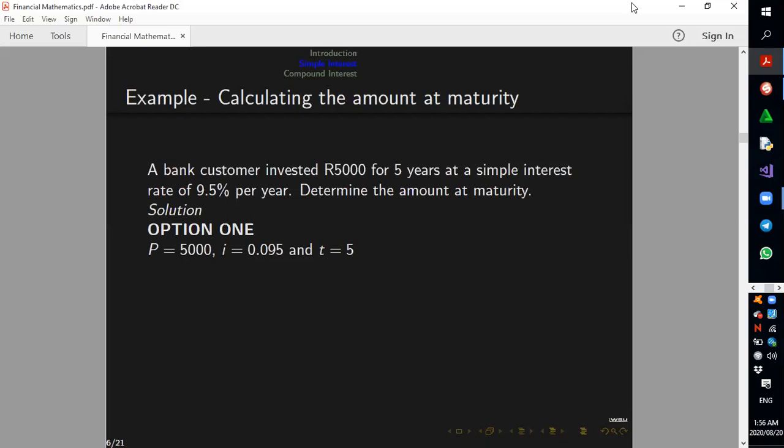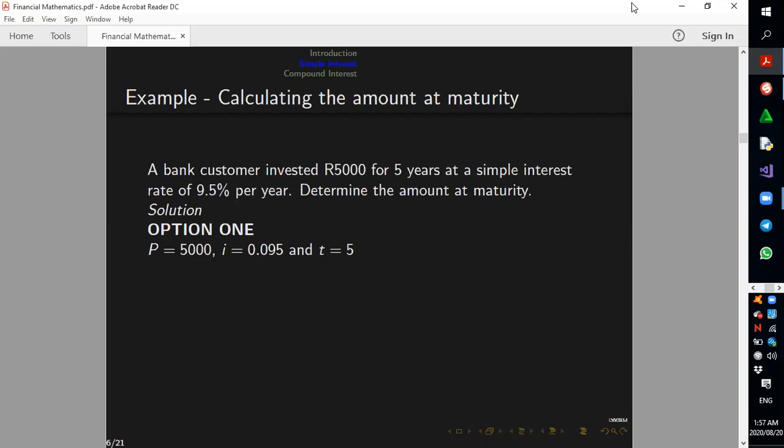Remember, the principal is the amount that initiates the investment. So here, what we have is a bank customer invested 5,000, and the principal is the amount that initiates or starts the process. So if we invest 5,000, this 5,000 then begins the whole investment process. Without it, there's no investment process to talk about. So that's why 5,000 is our principal and not our amount at maturity.